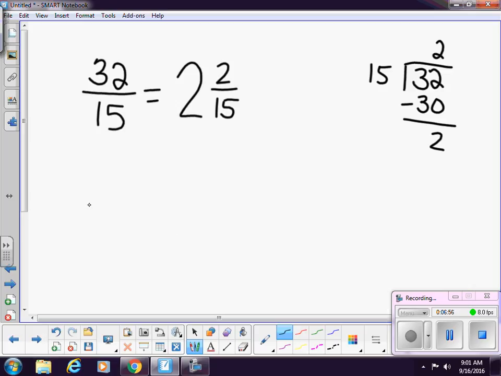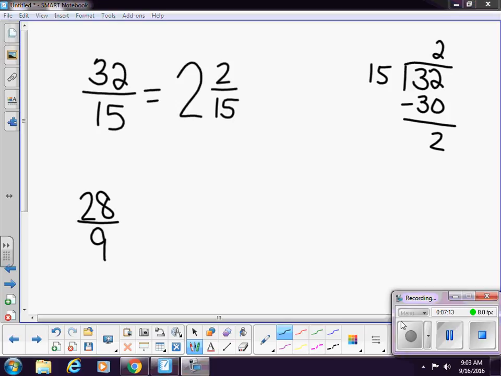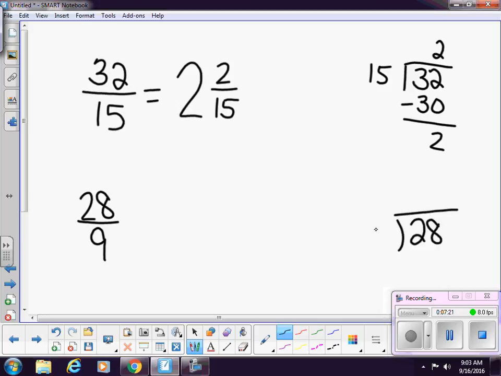Alright, so let's do this one. That's easy. Let's do 28 over 9. Alright, you guys do that one? Alright, let's talk about this one. So, if I need to go over to the side to divide this, 28 goes underneath, 9 goes outside. Now finish walking me through, Jacob.